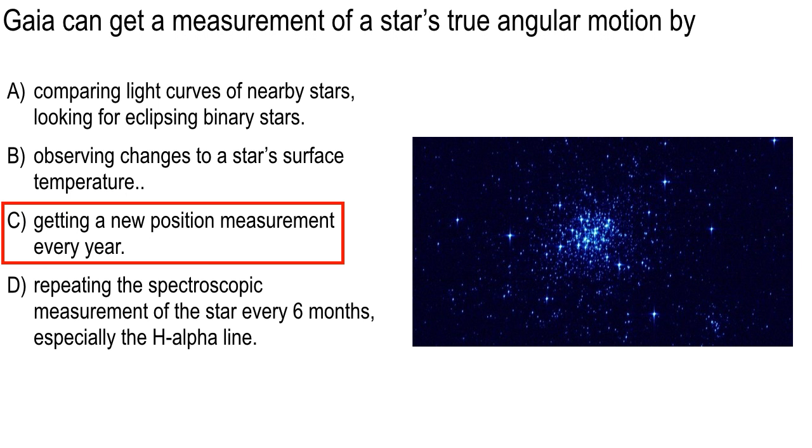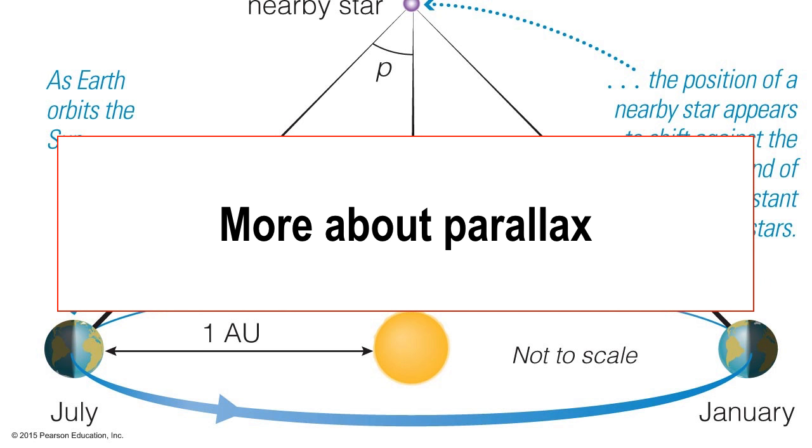If you want to figure out its true angular motion and its proper motion, you've got to observe it for several years. 1 year is not enough. You've got to race around the sun at least two times, because if it is moving enough to see in 1 year, you won't know that until you've made two parallax measurements, and they're different. So let's keep going and talk about parallax.